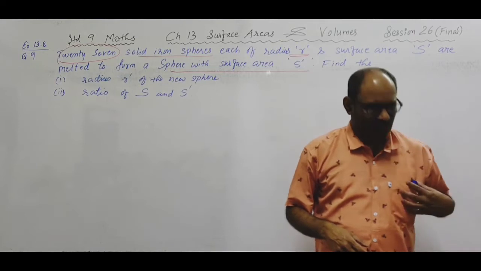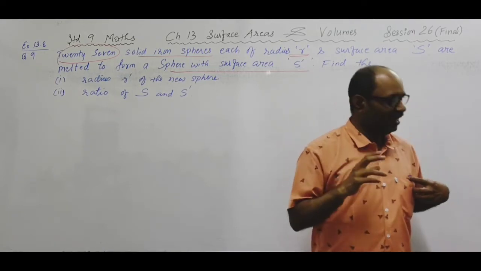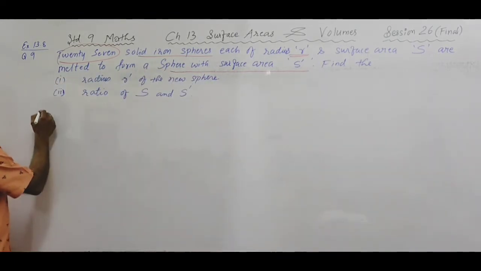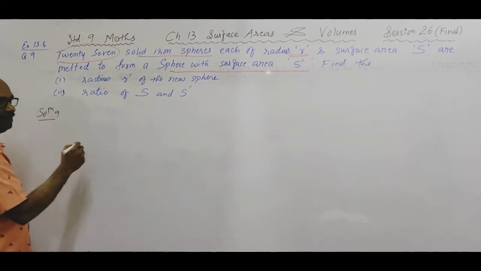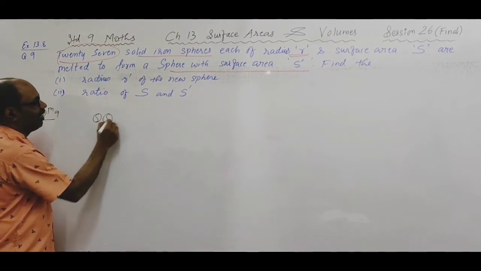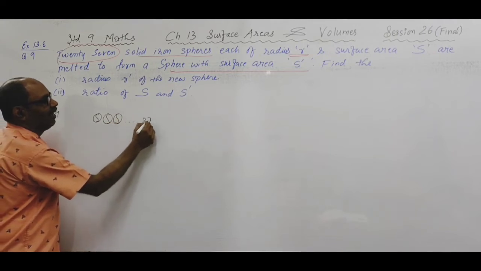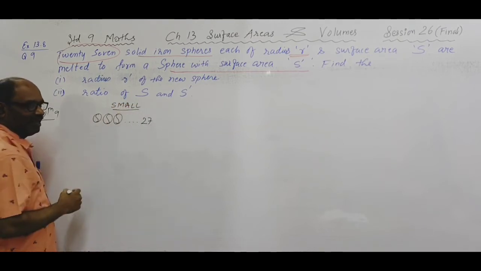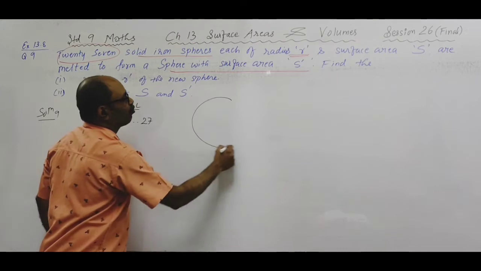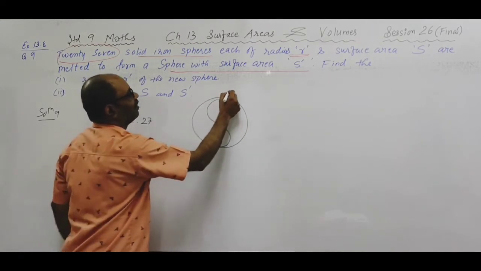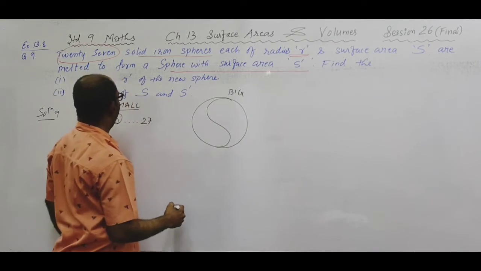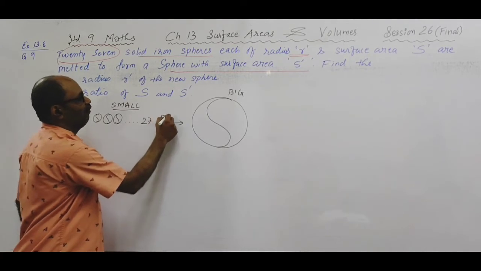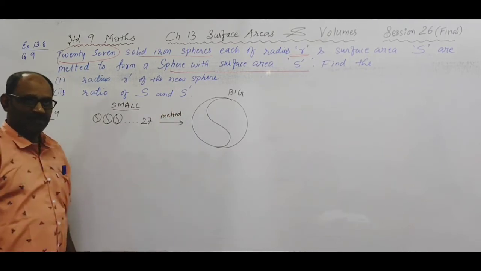कैसे? Now see, there is small sphere and large sphere. पहले तो मैं उसको ऐसे डिपिक्ट करूंगा फिगर को. सॉल्यूशन नंबर 9. ये क्या है? Spheres. कितने? 27. And I'm putting the word small. ठीक है? फिर उसको सबको मेल्ट करके एक बनाया गया है. This is big. Are you getting me? So 27 are melted and formed or converted into one sphere.